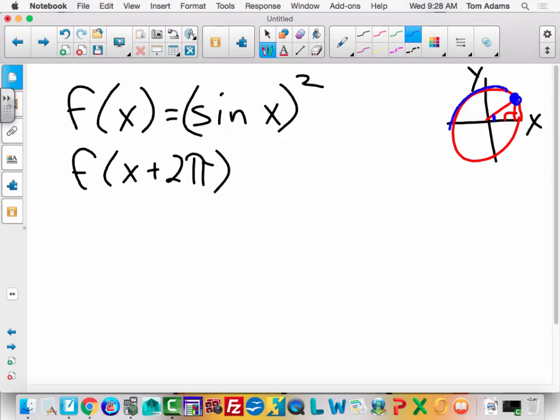So if I come around 2 pi, that's 1 full revolution, right? So that's like x plus 2 pi. So if I write x plus 2 pi, I should end up at the same value, right? So what I did though is I replaced x with x plus 2 pi. So wherever I have that, I have to do the same on the other side.